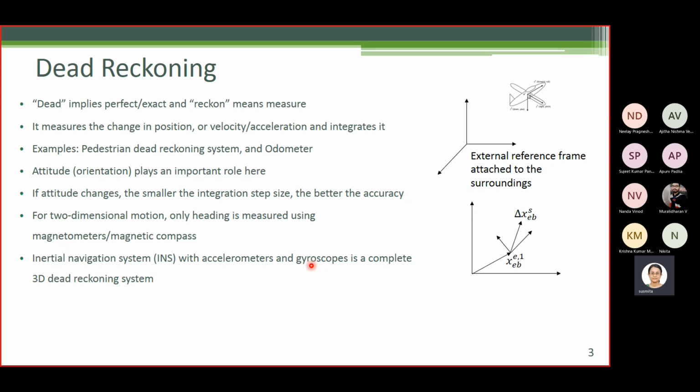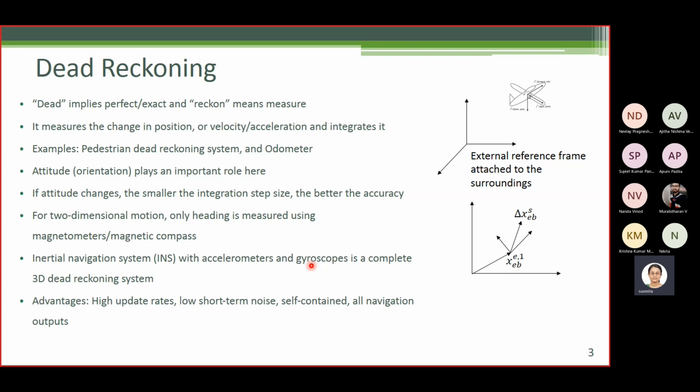And then gyroscopes measure angular velocity of the body with respect to the inertial frame. By integrating angular velocity, we can get change in attitude. So with the help of 3 gyroscopes, we can find complete attitude, roll, pitch, heading, elevation, bank. So INS is an example of a complete 3D dead reckoning system, the inertial navigation system.